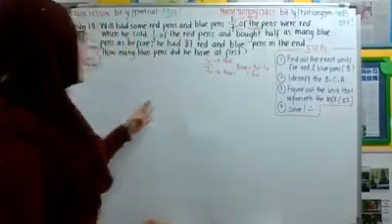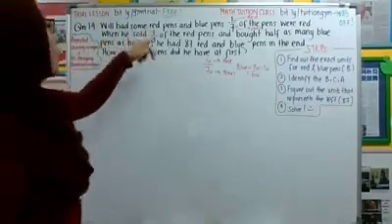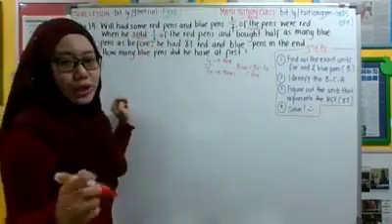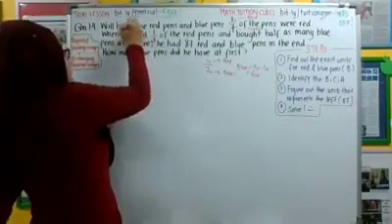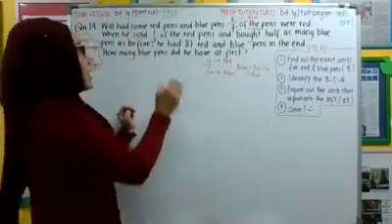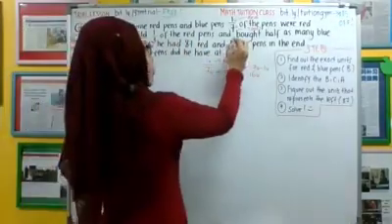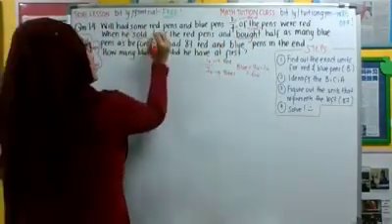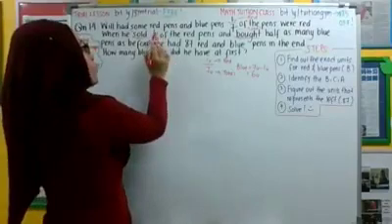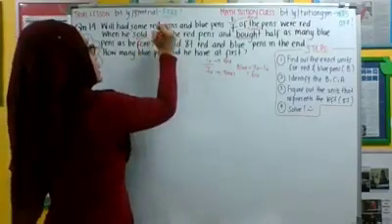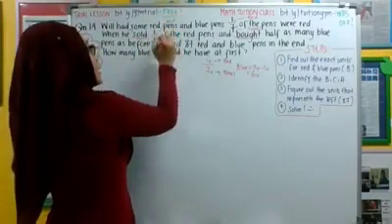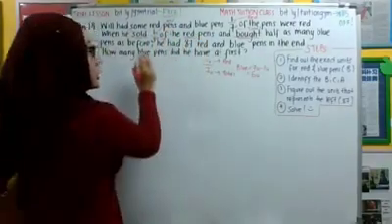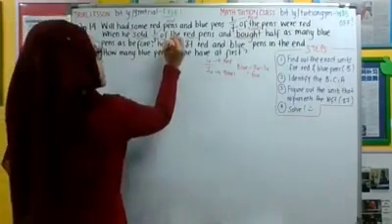Now, when he sold 1/3 of the red pens, the keyword is sold. You know that sold is my change keyword. And then bought is another change keyword. So again, this is 1 unit, 3 units. 1 unit he sold, so this 1 unit is my sold. 3 units refers to the total of the red pens.